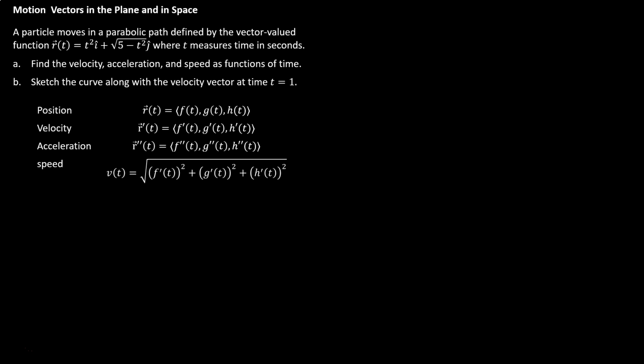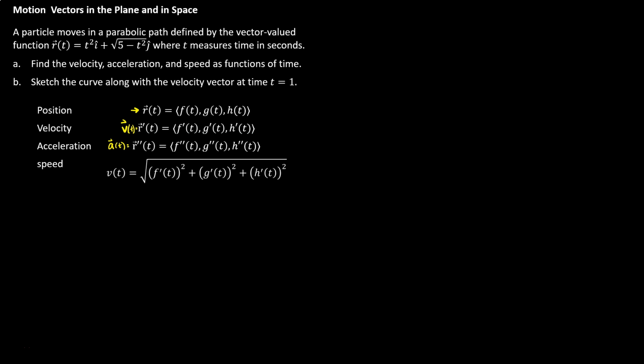So say we have some vector function r of t. The first derivative of that would be velocity. We could call that v of t, or we could just call it r prime. And then the second derivative of that would be acceleration. We can call this a of t, or r double prime.